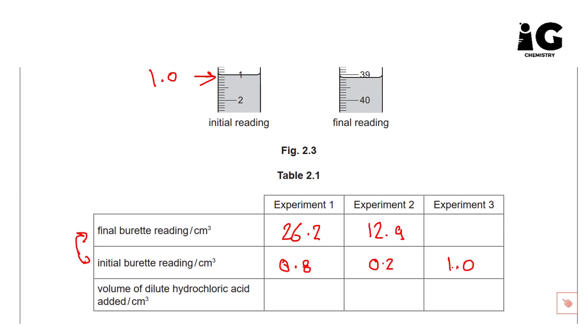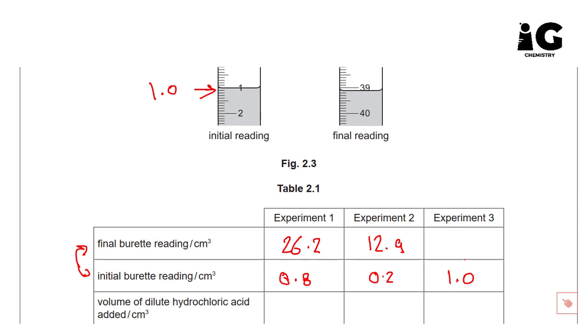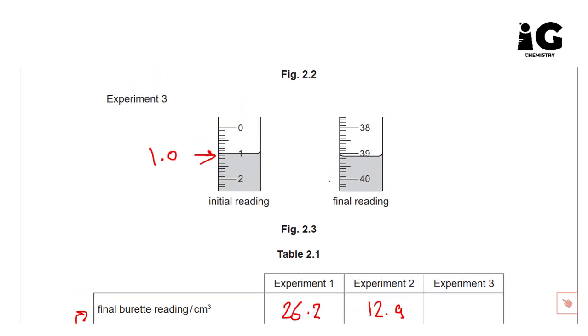Remember, this is one decimal place. Even if you have an integer number like one or two or whatever, add one decimal place at least. Also, this is for temperatures, okay? Not only for the volumes. For the final reading, this is 39, and here it exceeds 39 by 0.1, so this is 39.1.